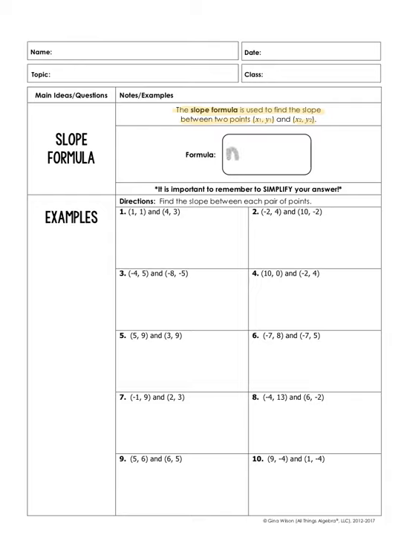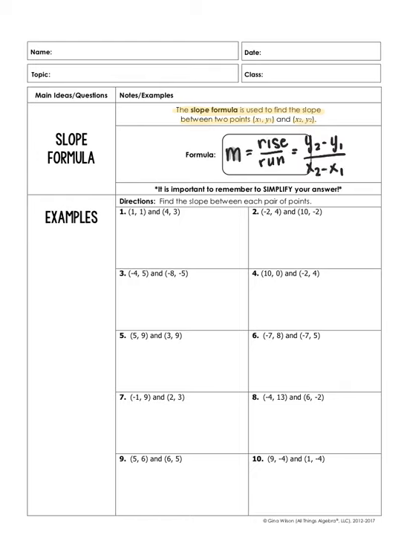So here's how our formula looks. Of course, we have m. Remember, m means the slope. So m equals, remember how it was rise over run in the last video you watched? The rise is the y coordinates. So we're going to do y2 minus y1 all over x2 minus x1.